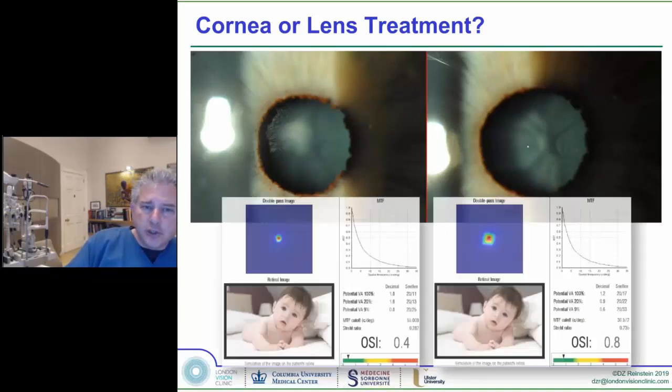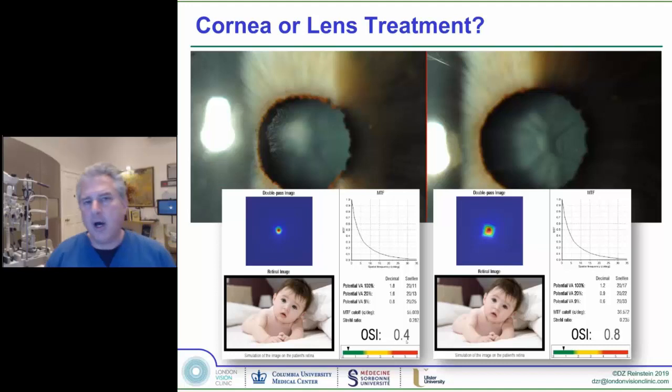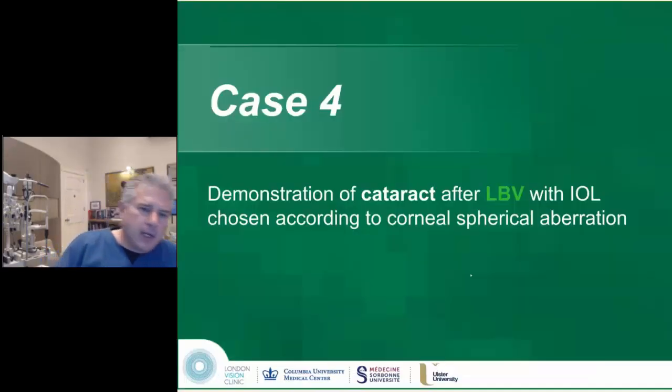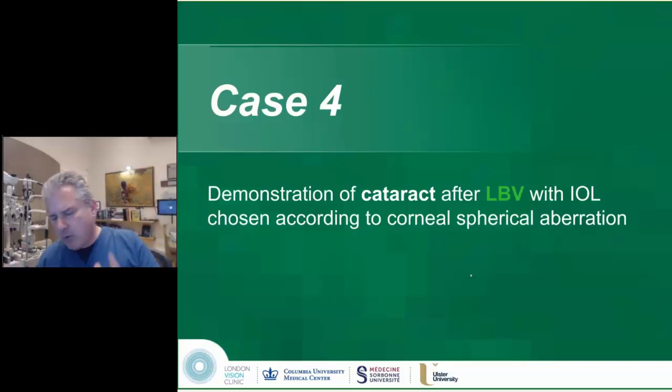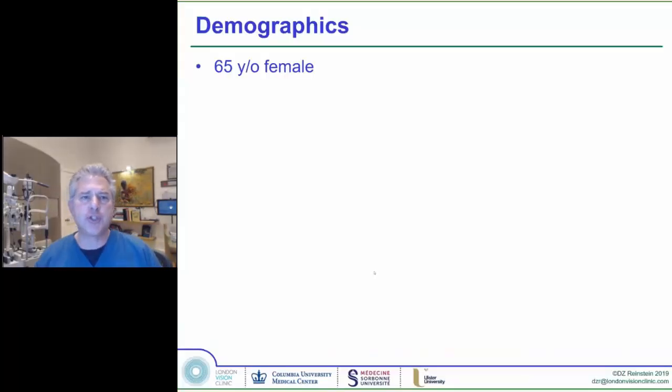Obviously, when you just look at the lens, it looks like you've got to do a cataract surgery. But using ocular scatter measurements tells you a lot about where the patient is in terms of visually significant cataract. So we've got a case like that where a couple of years ago she came back: cataract after LBV and the IOL chosen specially.